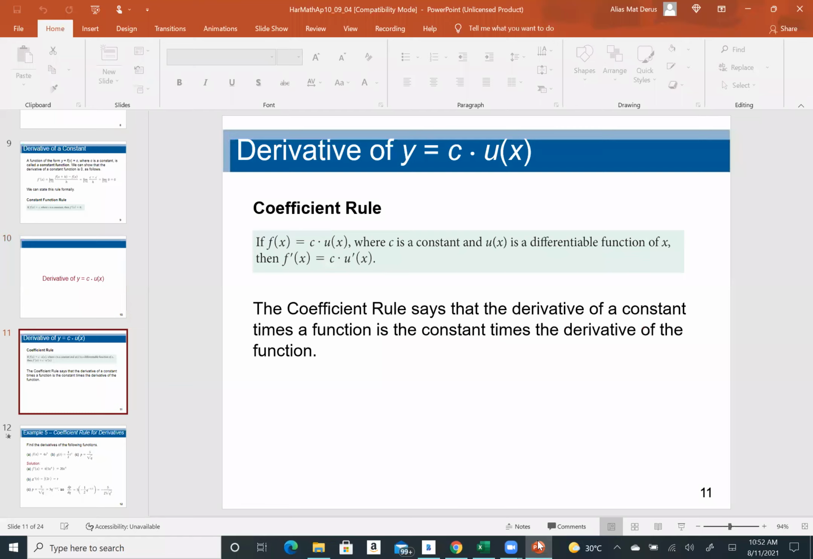You have c multiplied by u of x, and then the derivative is what? The derivative is the constant multiplied by the derivative. So the constant, don't worry about the constant, okay? The constant will just follow the derivative. The constant will go with the derivative, okay? So you have the constant c multiplied by u prime of x. Okay, you got it?